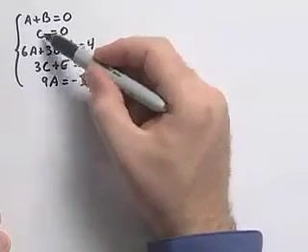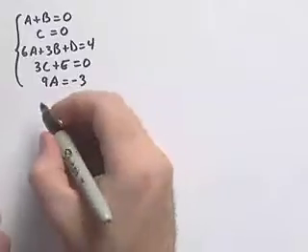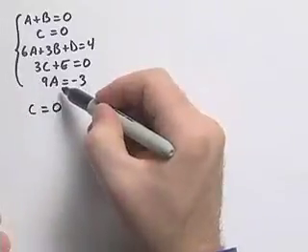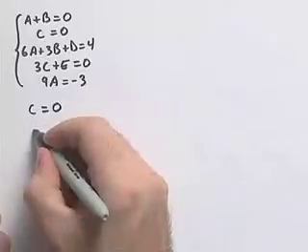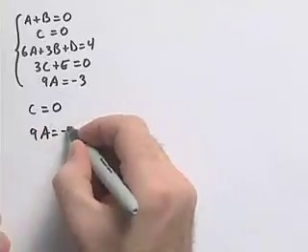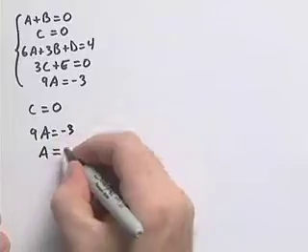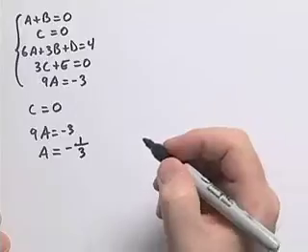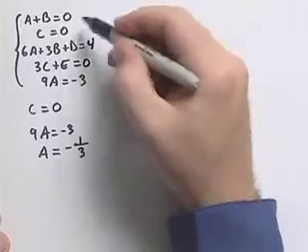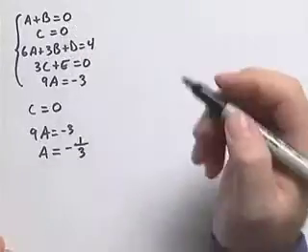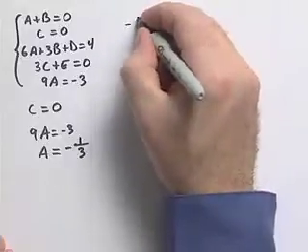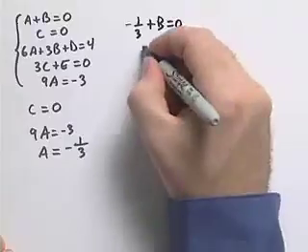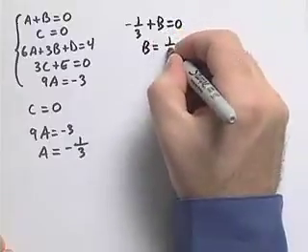We can look and see in the second equation, we already know that c is going to equal 0. We'll go ahead and write that down. Look at the very last equation, 9a equals negative 3. That tells us that a is equal to negative 1/3. Since we know what a is, we can plug that into our first equation to solve for b. So we're going to get negative 1/3 plus b equals 0. That tells us that b has to equal positive 1/3.